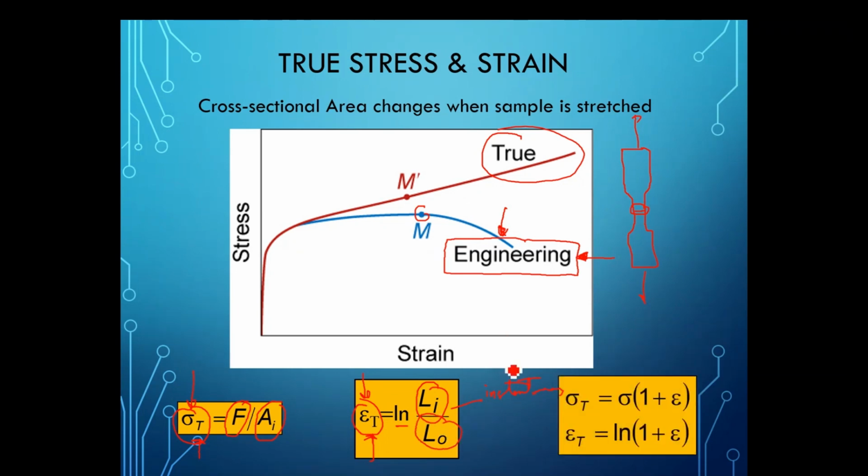And if you want to have a relationship of true stress with engineering stress, it is this relationship. True stress is engineering stress multiplied by 1 plus engineering strain. And true strain is related to the engineering strain with the natural log. All right. Are these relationships clear? Yes sir, clear.